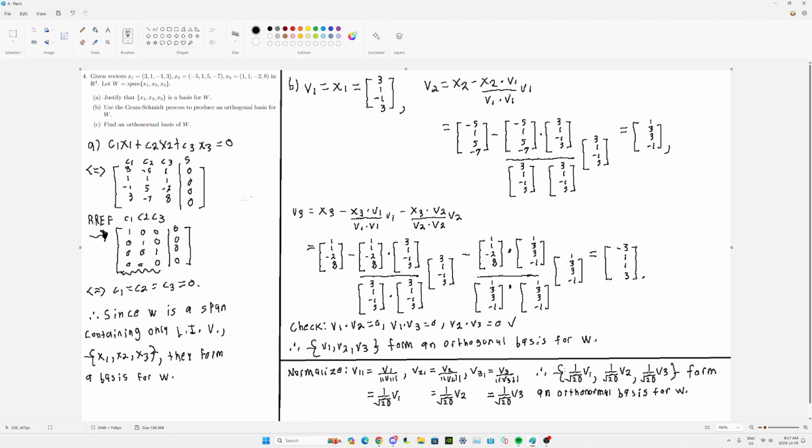I have seen some people take 0 equals 0 to mean it's a free variable. Remember, we're looking at the columns. Those are where our variables are. So that's why I just mentioned it earlier.